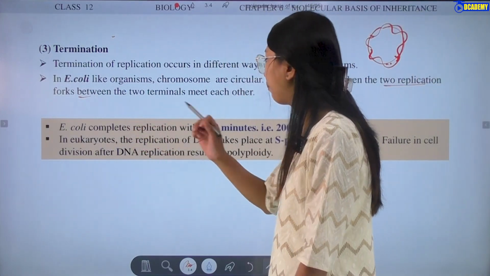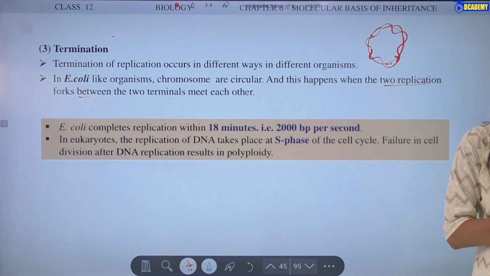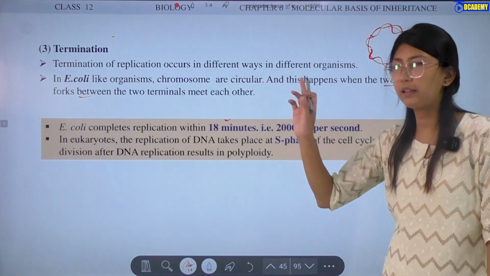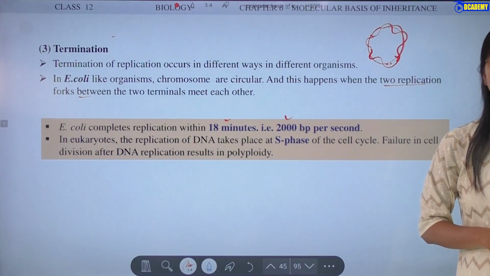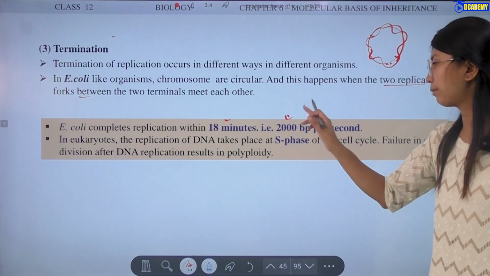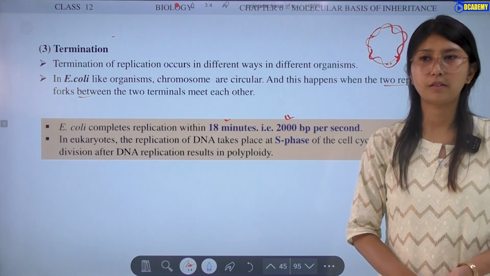E. coli completes replication within 18 minutes. The replication rate is about 2,000 base pairs per second at maximum. How many base pairs per second? 2,000 base pairs.